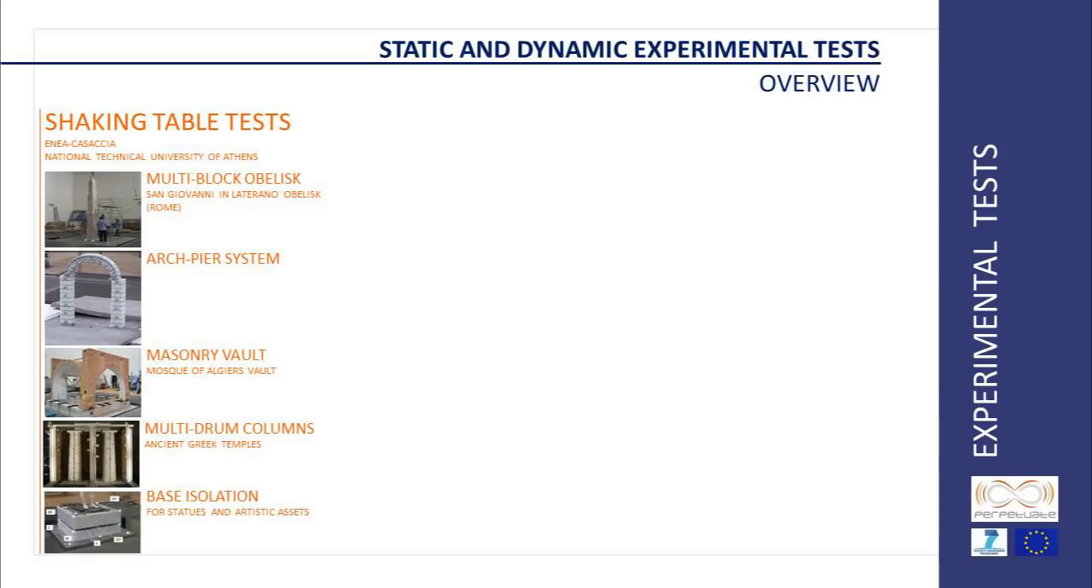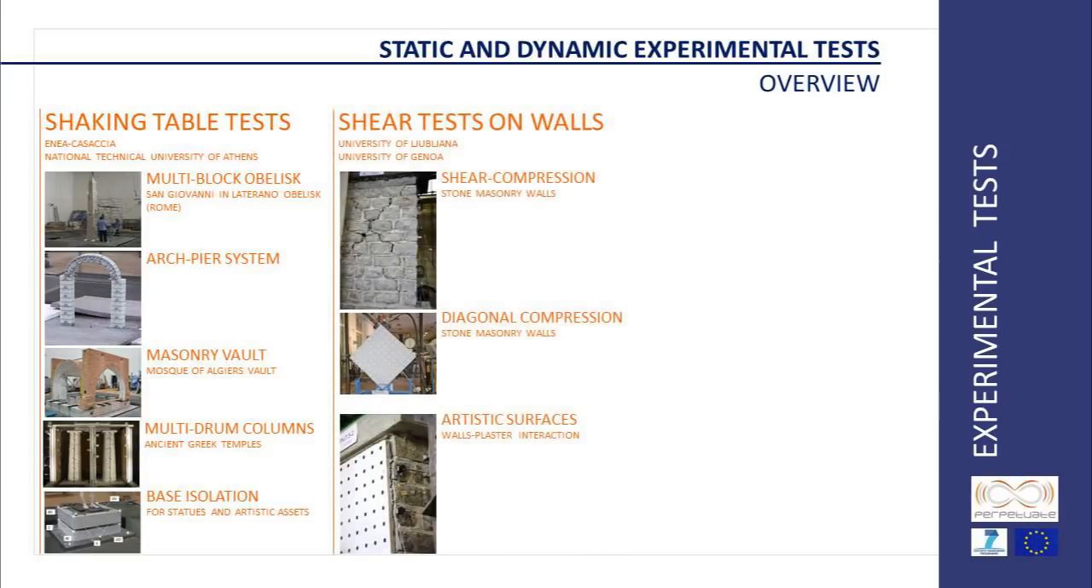Moreover, a base isolation system for statues and artistic assets has been tested to assess its effectiveness. In the second set of tests, the shear behavior of ancient-like stone masonry walls has been studied. Also in this case, both load-bearing and lateral displacement capacity were analyzed. Besides defining the mechanical properties and drift values corresponding to limit states, these tests aimed at understanding the relationship between the mechanical behavior of masonry and covering artistic surfaces.